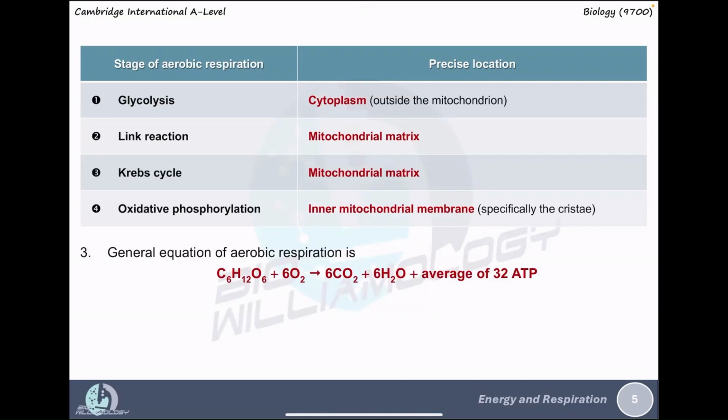The general equation for aerobic respiration: we have glucose, C6H12O6. Oxidation takes place with 6 molecules of O2. We will be able to get 6 molecules of CO2, 6 molecules of water, and an average of 32 ATP can be produced by oxidizing a molecule of glucose.